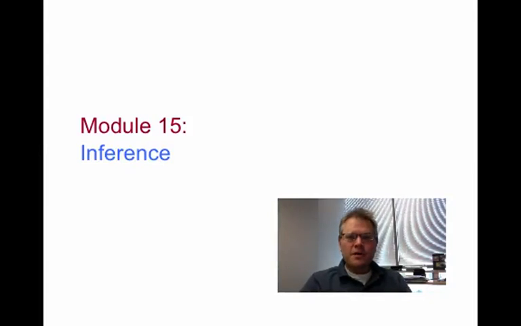Hi, in the past few modules we've been talking about the general linear model, and we've been talking about how we can model the design matrix and the variance-covariance matrix in order to get the best results using the GLM. In this particular module we're going to be talking about performing inference with the GLM.